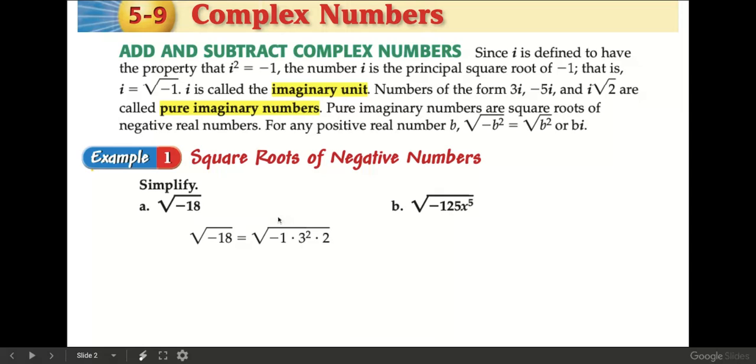Now, remember, the square root of negative 1 is i. The square root of 3 squared is 3, and then the square root of 2 wouldn't be able to be simplified any further, right? So the square root of negative 1 is i, the square root of 3 squared is 3, and the square root of 2 would just stay the square root of 2. And so when I simplify it, it would be 3i radical 2.